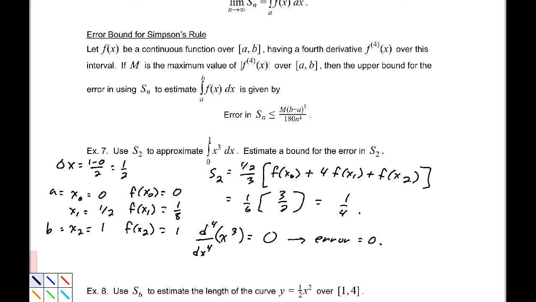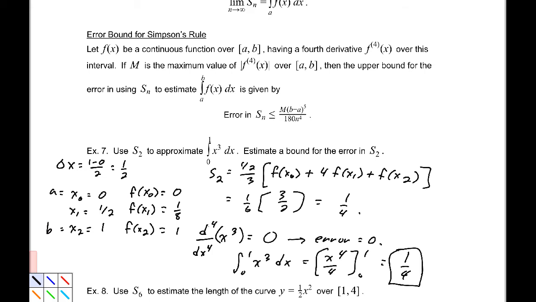So I came up with a value of 1/4, and if I find the exact value of the integral of x cubed dx, that would be x to the 4th over 4, evaluated from 0 to 1, which is in fact 1/4. The exact area is the value I got from Simpson's rule with only 2 intervals. There's some real power in this. It is generally a much better estimate.